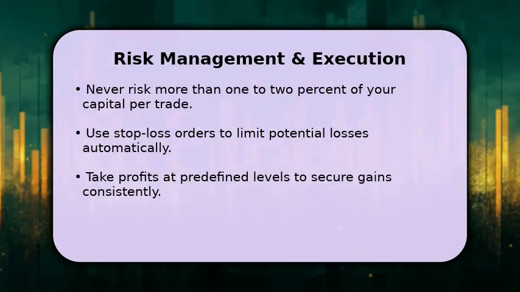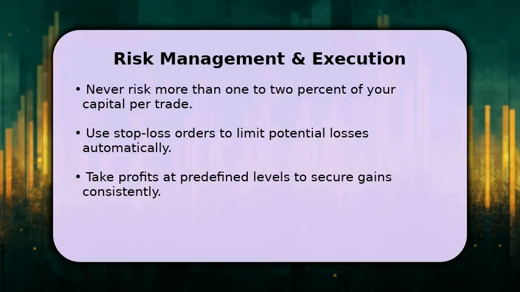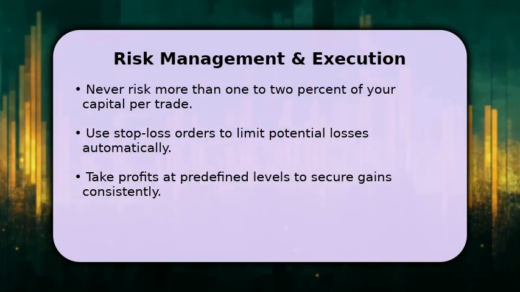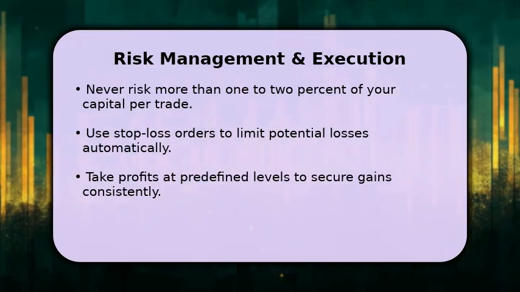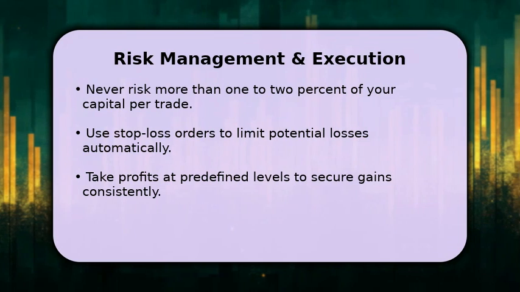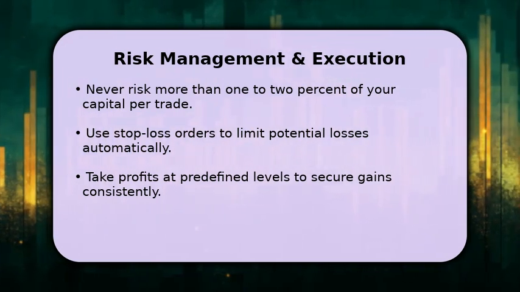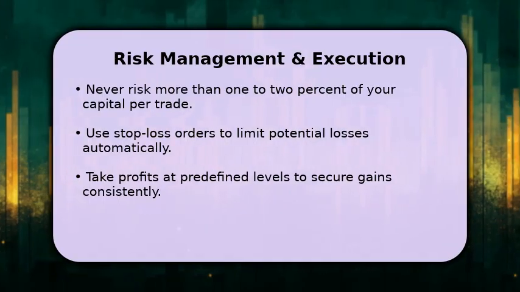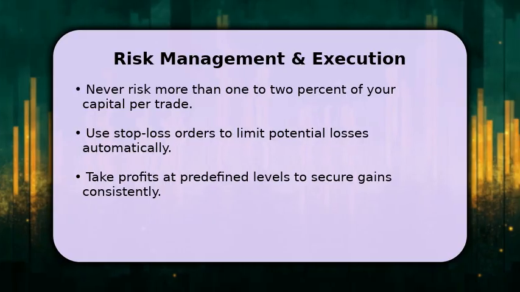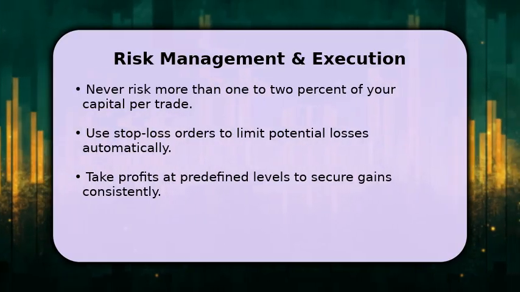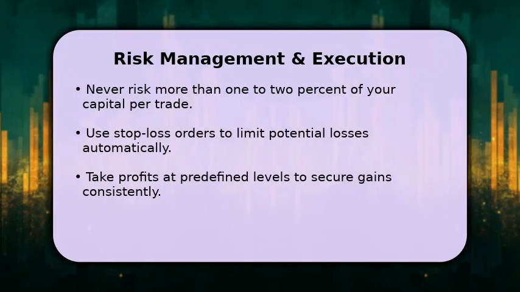Never risk more than 1 to 2% of your total trading capital on any single trade. Always use stop-loss orders to automatically limit potential losses, protecting your account from significant drawdowns. Take profits at predefined levels to secure your gains consistently, perhaps aiming for a 1 to 3 risk-to-reward ratio. Most importantly, avoid emotional trading by sticking strictly to your well-defined plan, even when markets are volatile.